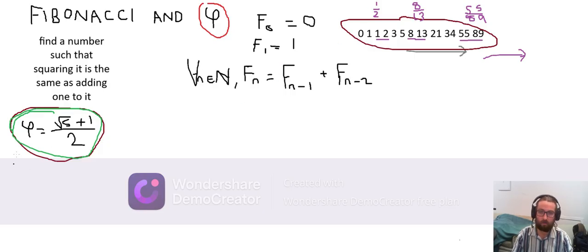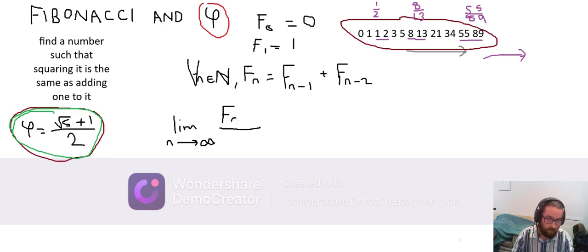So let's quickly formalize what that means. I'm going to talk about a limit here. The limit as n goes towards infinity. This just means as n gets bigger and bigger and bigger, I'm conjecturing that the ratio of two consecutive Fibonacci numbers, which I can write as f of n over f of n minus 1, is going to reach the golden ratio. I'll say equals the golden ratio.